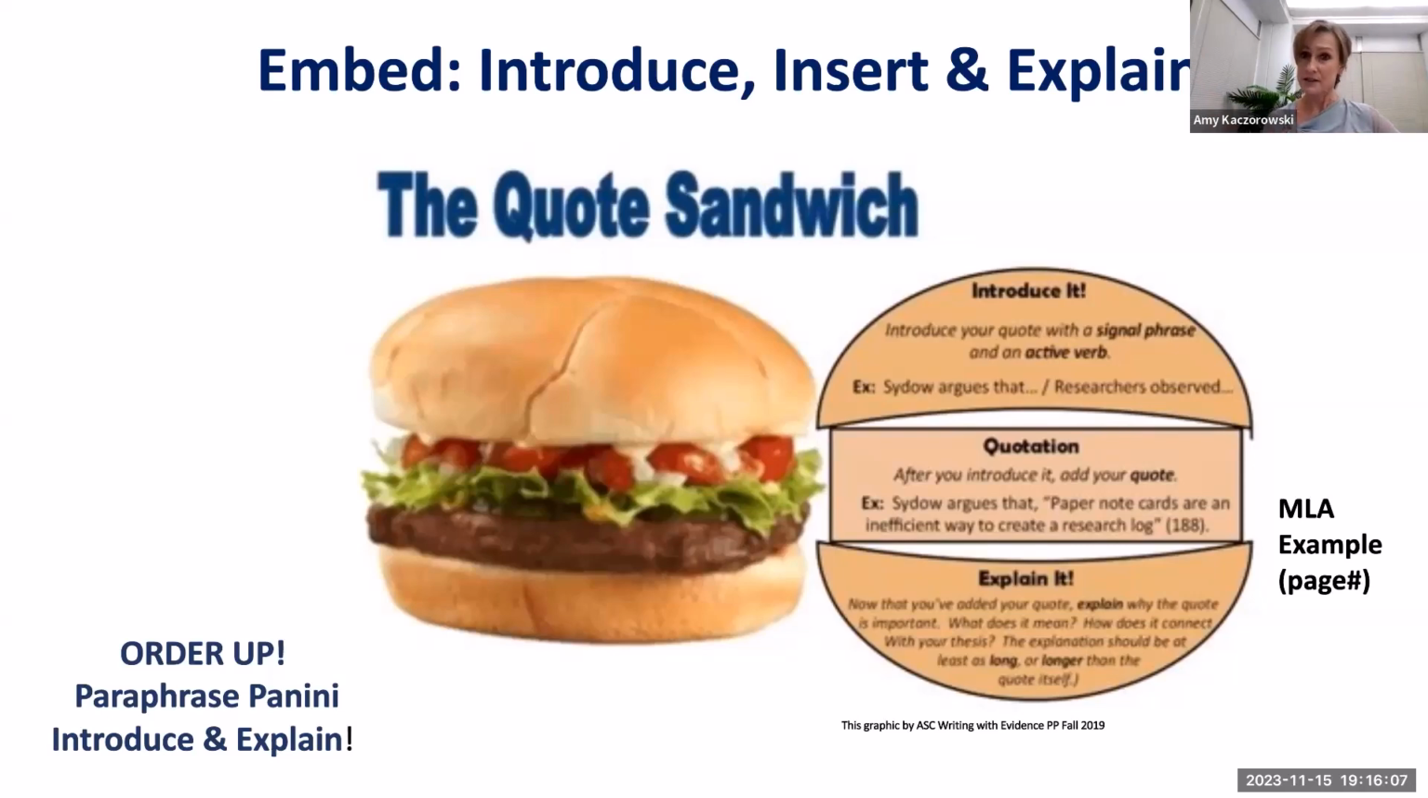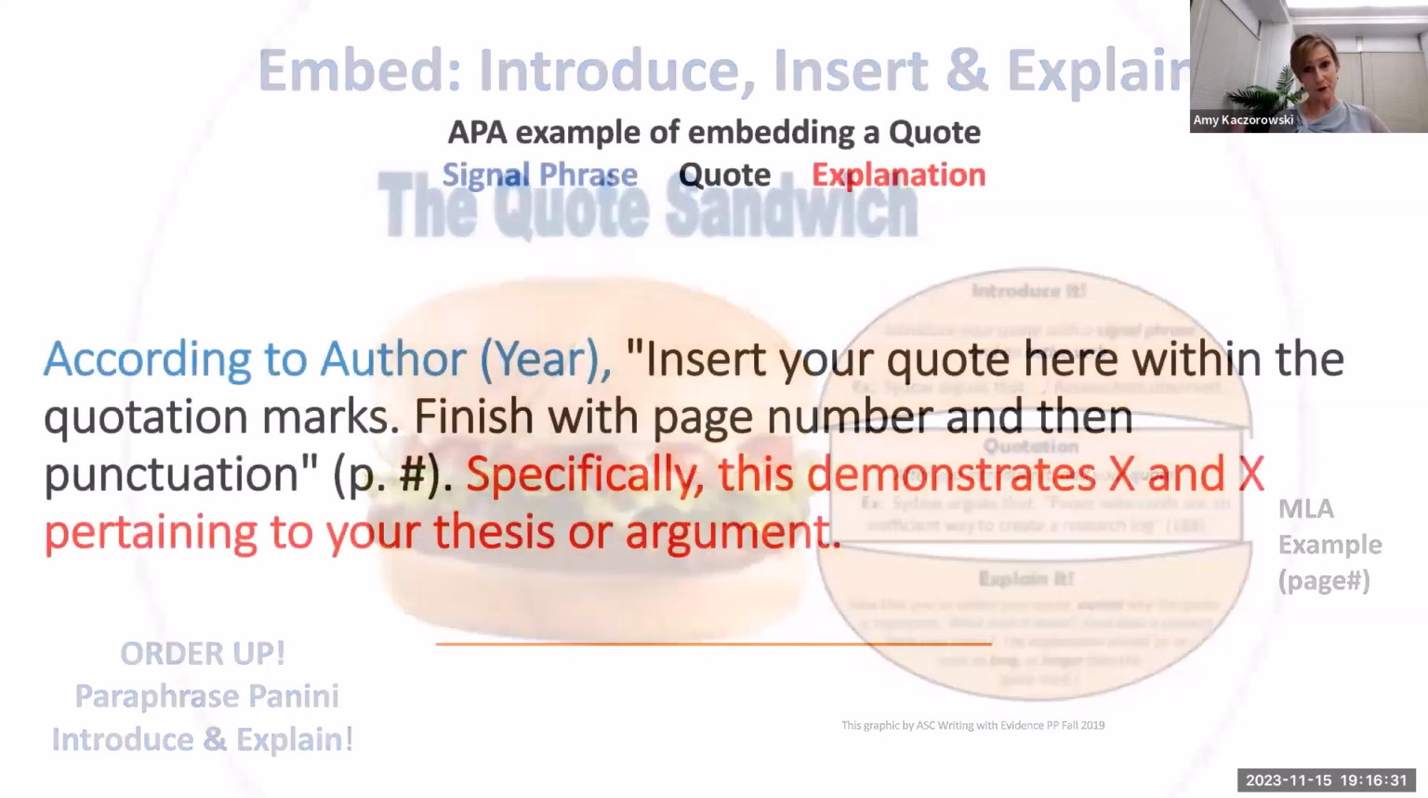So you're going to start with a signal phrase, then you're going to use that quote, and then you're going to explain it. And when you explain it, you're going to need a transition word. And we'll have a slide for that, so you can see some of those transition words that you can use to lead into your explanation of why this quote is so relevant to what you're talking about. So let's see what that looks like for a quote.